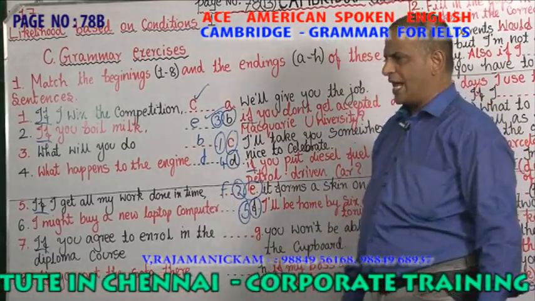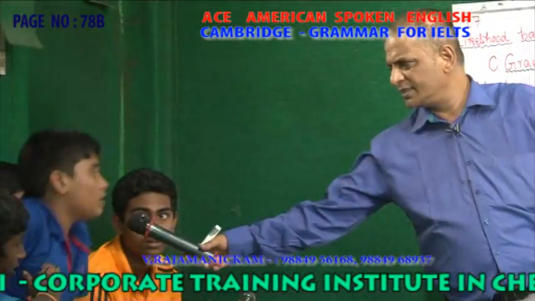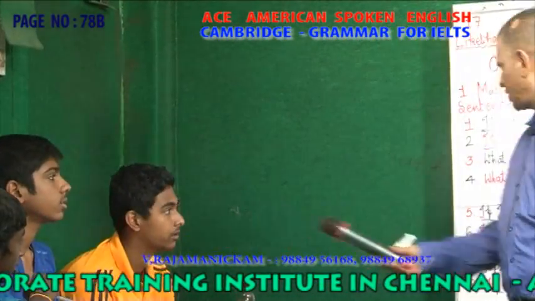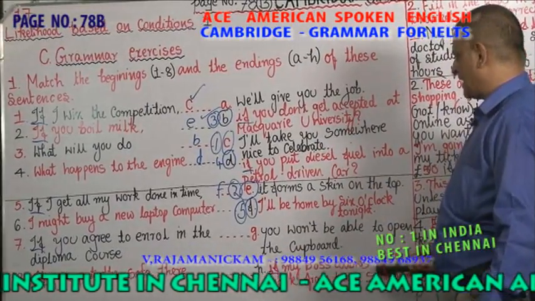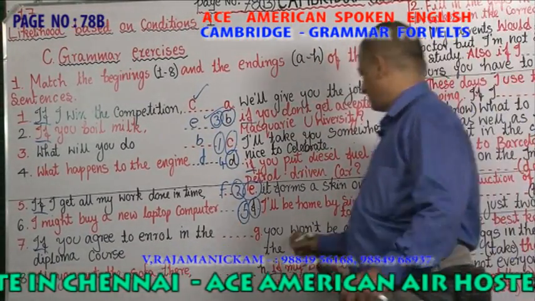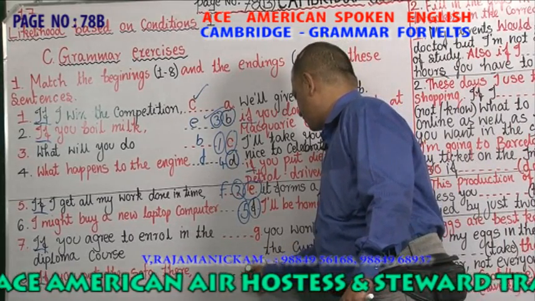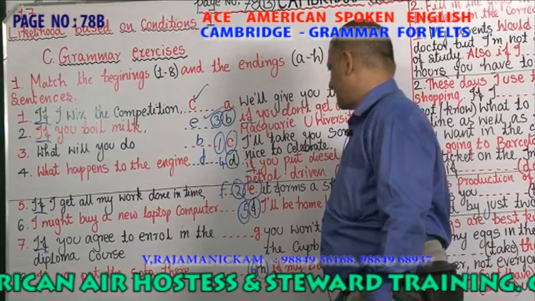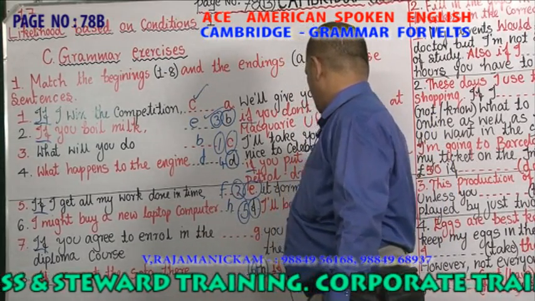I might buy a new laptop computer. H. I would buy a new laptop computer. H. Is it correct? Yes. 6. So it is I might buy a new laptop computer. It is H.